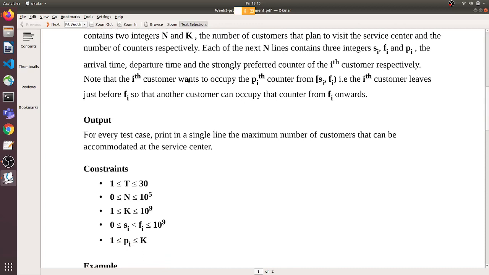So also note that the ith customer wants to occupy the pth counter from si, where si is included, to fi. fi is not included. So we assume that it leaves just before fi, and any other customer coming at fi time can actually use that counter. That is, the ith customer leaves just before fi, so another customer can occupy that counter from fi onwards.